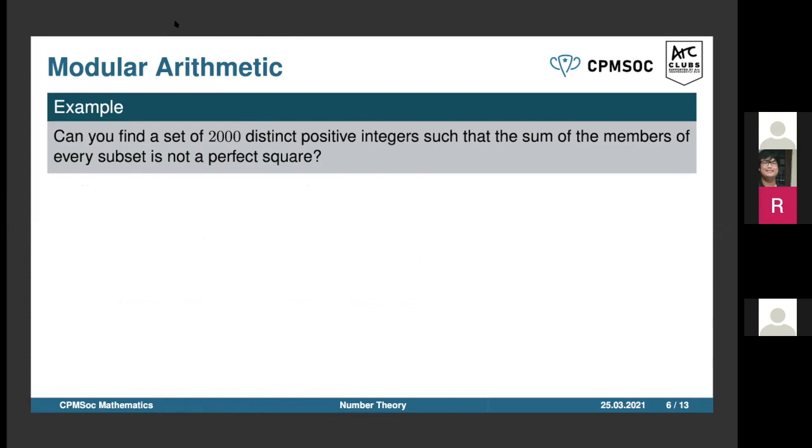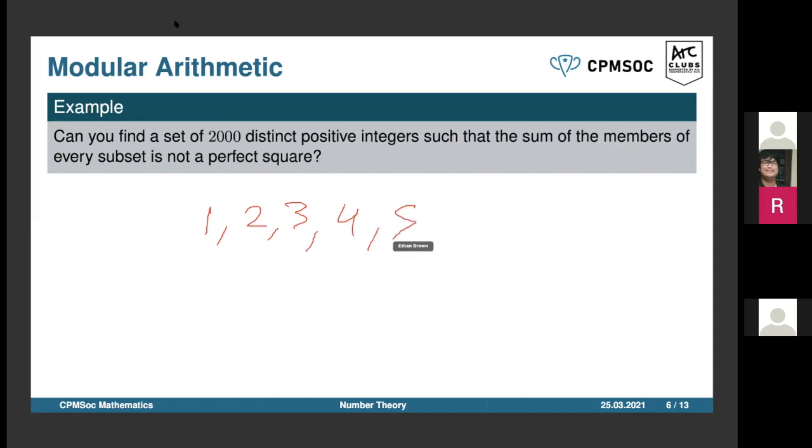Yeah, good idea. So this is kind of an ambiguous question. You could be proving it or disproving it. So it's good to do some experimentation beforehand. But basically, we're asked to find a set of 2,000 distinct positive integers such that the sum of the members of every subset is not a perfect square. So what this means is I have to find the annotate menu. There it is. Okay, so let's go with like 5 numbers, right? 1, 2, 3, 4, 5, whatever.